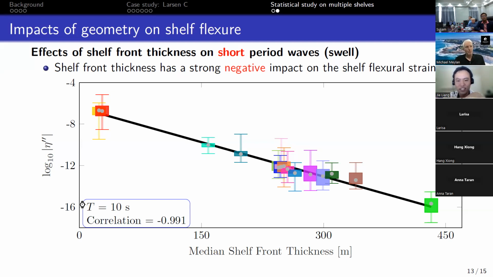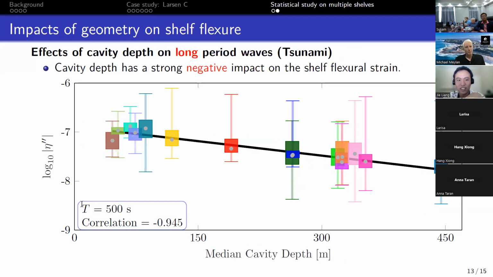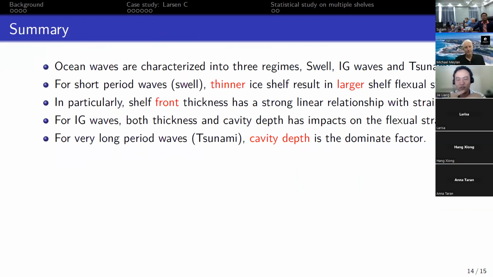On the other hand, for very long period waves like tsunamis, the cavity depth will be the one that has a strong effect on the shelf flexure strain. And in summary, that's it for my talk. Thanks for listening. Thank you.